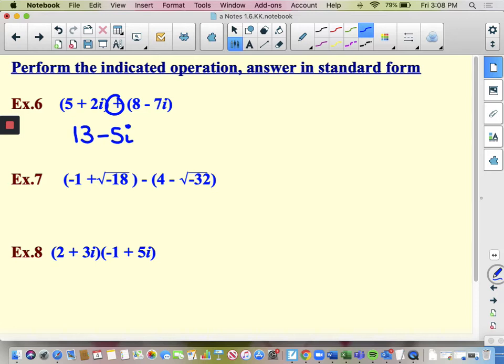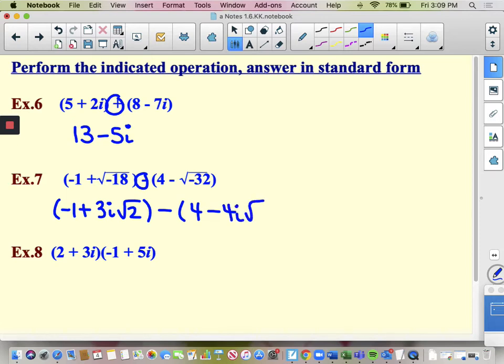Okay, example 7, first note the operation is subtraction, but before I subtract, you probably want to reduce those radicals that have negatives in them. So let's start there. The square root of 18, 2 times 9, so that's going to be 3 square root 2 with an i. So 3i square root 2. And then the square root of 32 is 16 times 2, so that's going to be 4i square root 2.